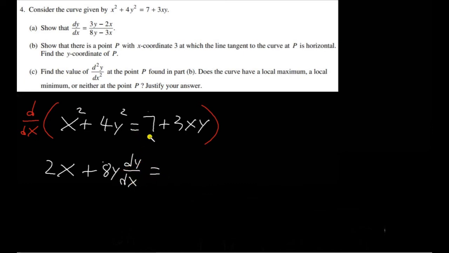Okay, and this is equal to 7, the derivative of 7 is 0, plus 3xy. For the 3xy, since there are two things being multiplied together, we're going to use the product rule. First, I'll leave the 3x, and then take the derivative of y, which is dy/dx, and then I'll add 3y times the derivative of x, which is 1. So this is our derivative. If you were hesitant on that part, I'd go and review those kinds of things.